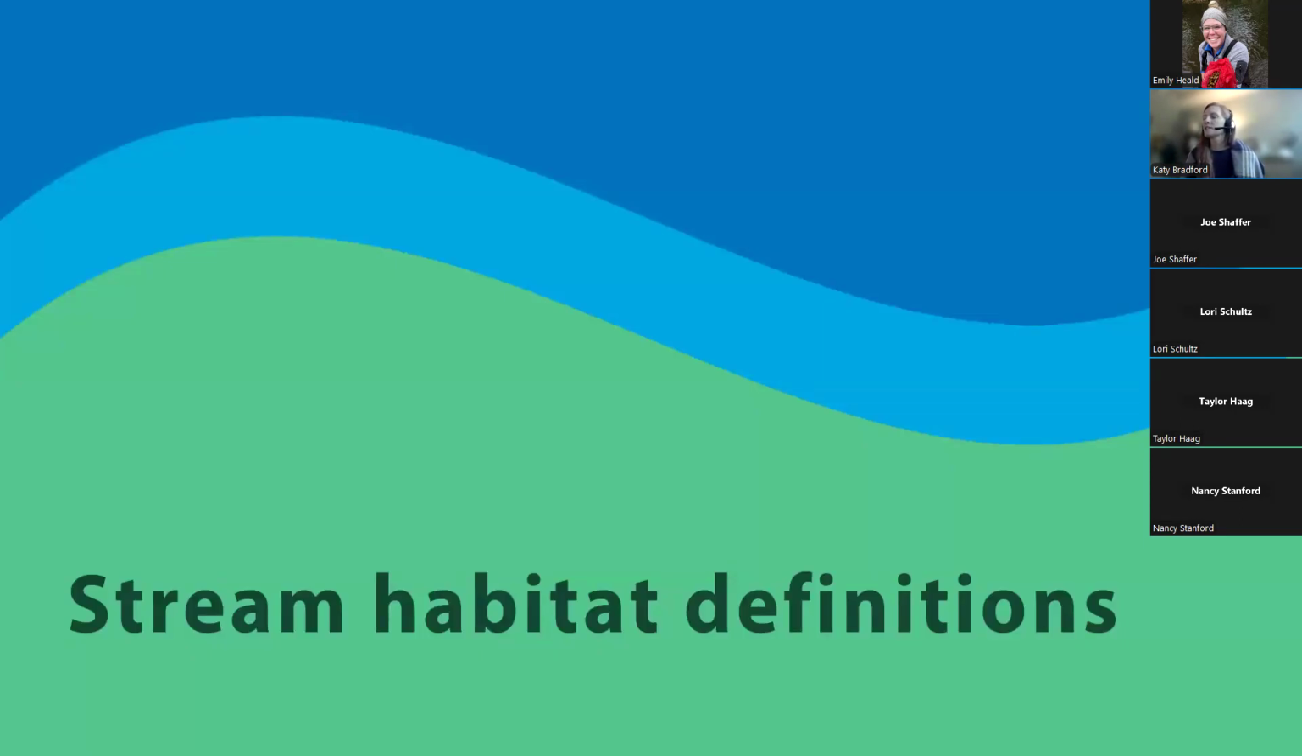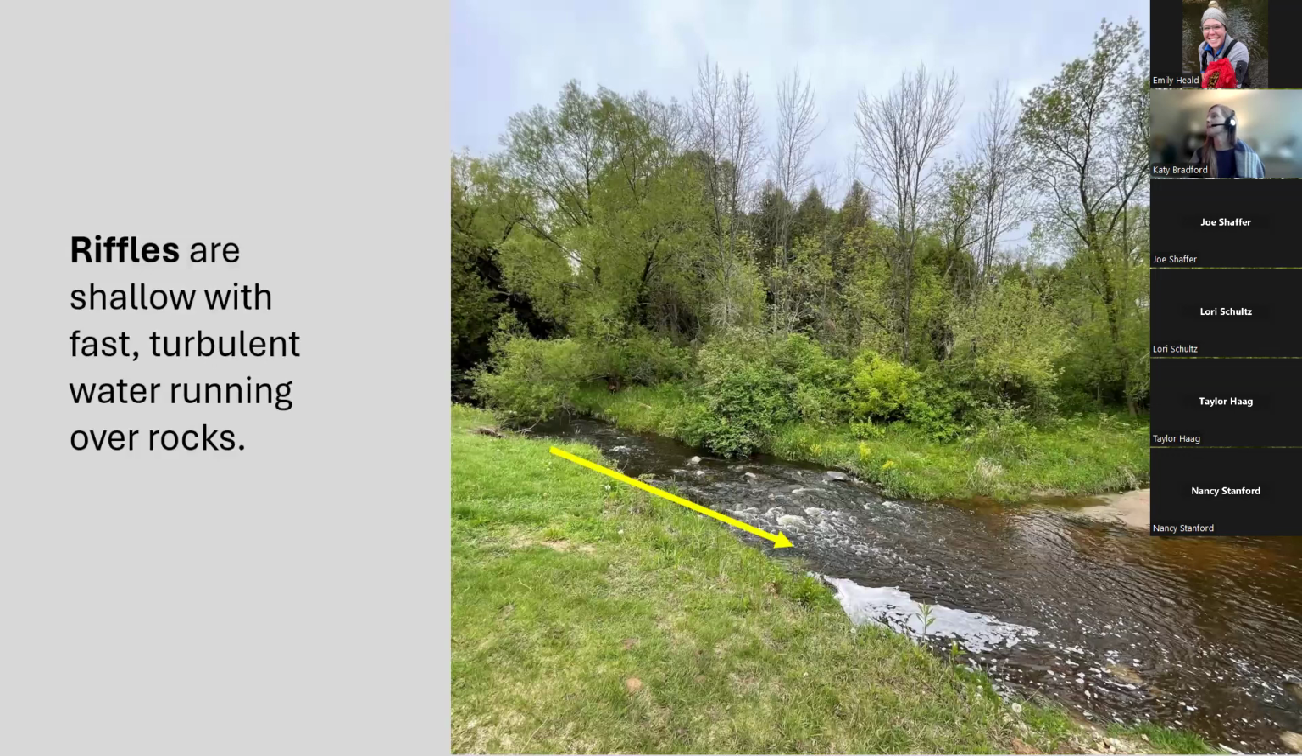Okay, so I wanted to cover a few stream habitat definitions before I go through the different parameters. And so riffles are shallow areas of your stream with fast, turbulent water running over rocks. This is the babbling brook kind of feature. And they have a pretty clear start and end to them. So the start of the turbulence running over the rocks and the end of the turbulence running over the rocks. And my arrow here, the yellow arrow, is kind of illustrating the length of the riffle in this section of stream.